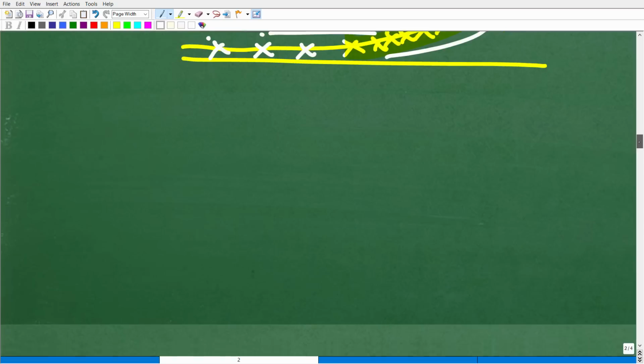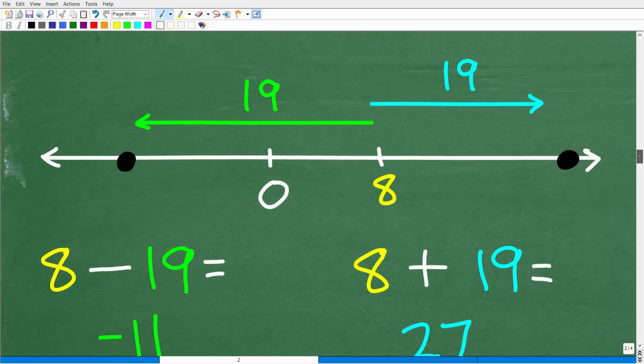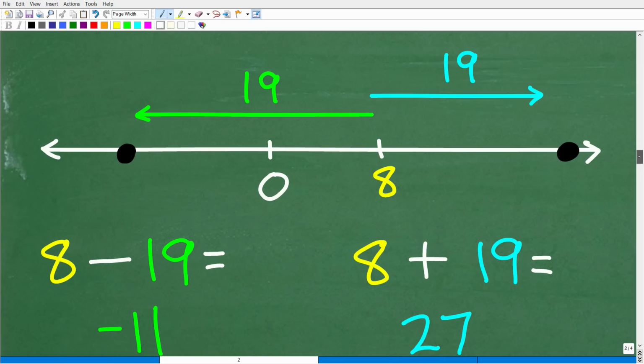All right, so let's go ahead and finish up this problem. So we know that we have two numbers that are going to be 19 units away in terms of distance from 8, because we could start at 8 this way, we can go 19 units to the right or 19 units to the left. So what are these two numbers?